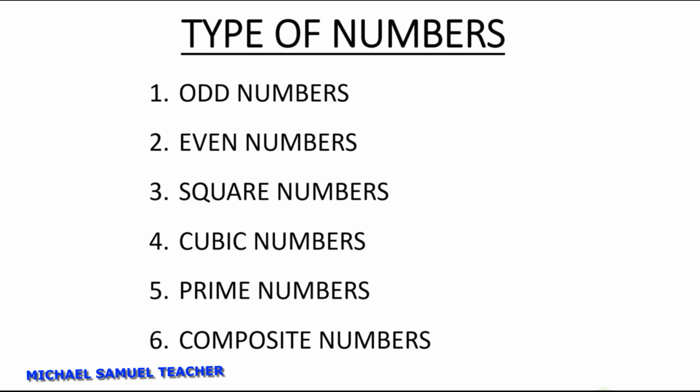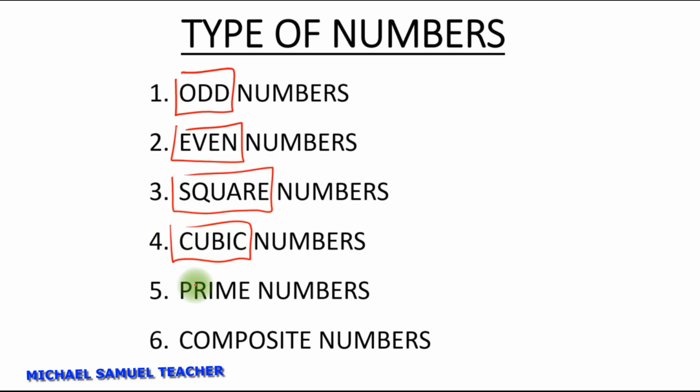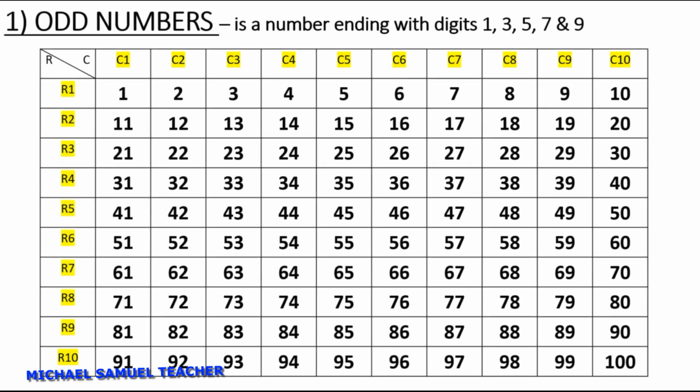We are going to learn types of numbers, and basically in this tutorial we shall learn about odd numbers, even numbers, square numbers, cubic numbers, prime numbers and composite numbers. So kindly, if you're doing anything, just pay attention for this particular moment and you're going to learn more about this.